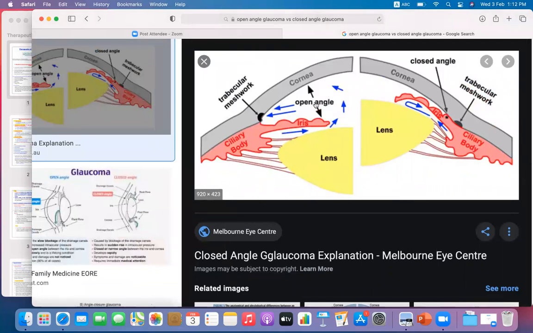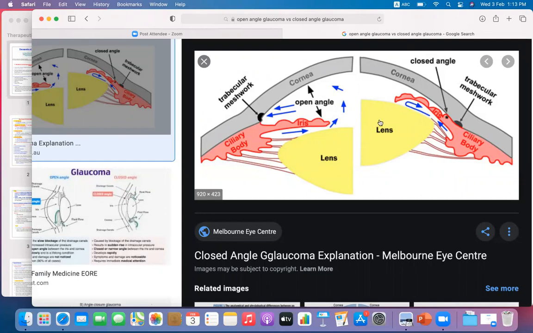In open angle, the iris is intact. Ciliary body and the drainage are also intact. The trabecular meshwork here is not working properly. This is the trabecular meshwork. As we see in the image, the trabecular meshwork is not draining properly in the open angle glaucoma.